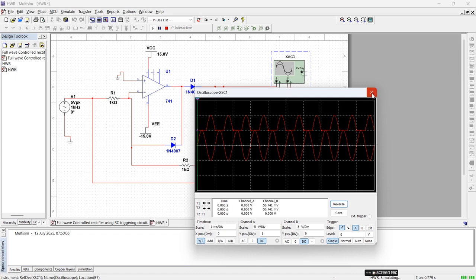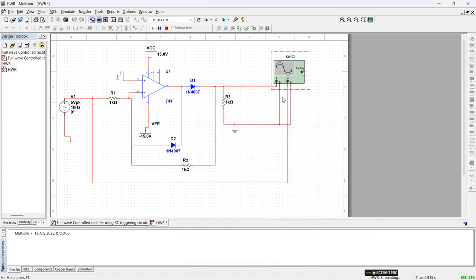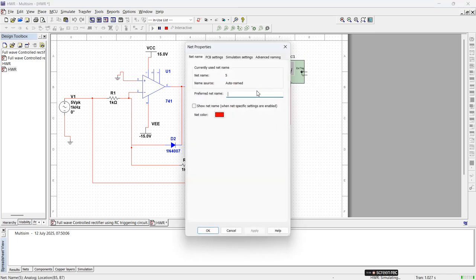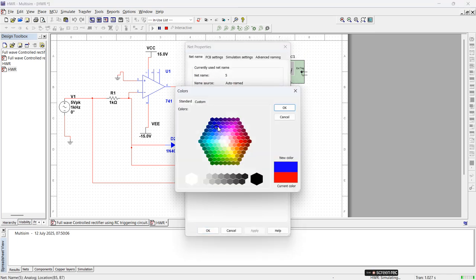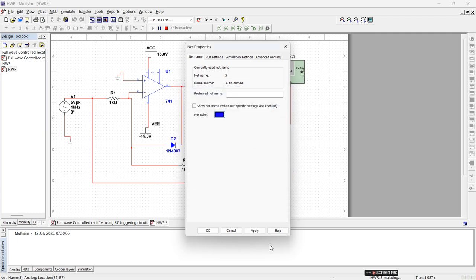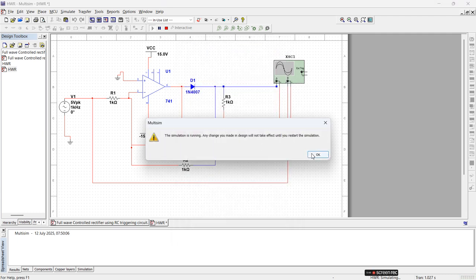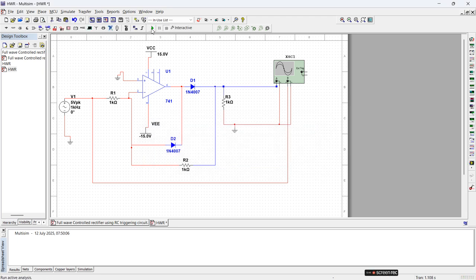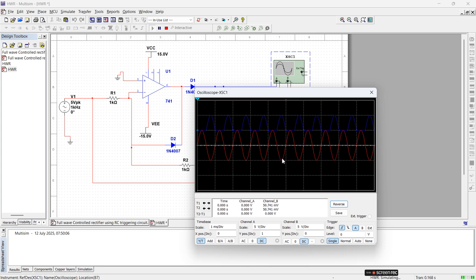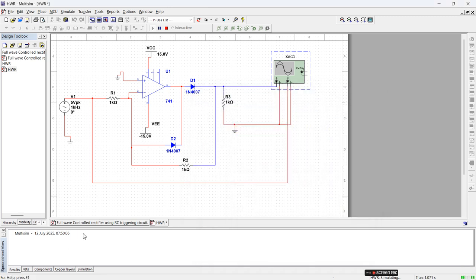The red color indicates the input, and I changed the output line. See, the blue color signal indicates the output and the red color indicates the input signal. In a similar way, we can construct the full wave precision rectifier.